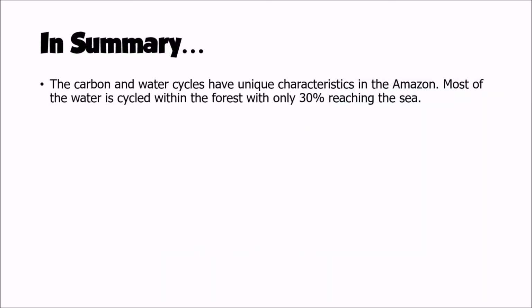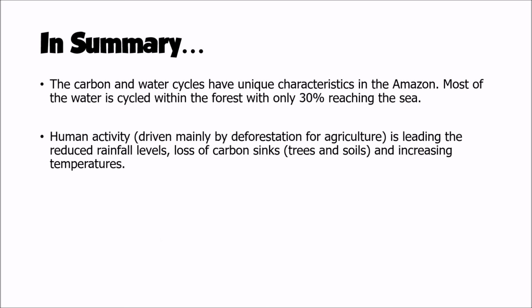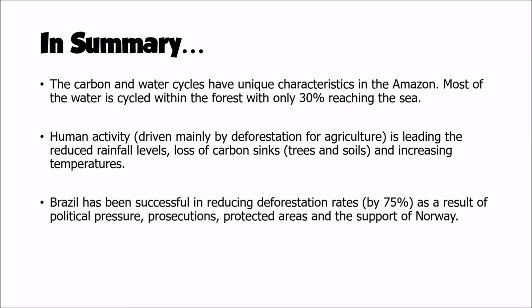So in summary then, the water and carbon cycles within the Amazon have quite unique characteristics. Most of the water is cycled within the forest, and only about 30% of that actually reaches the sea. Human activity, which is driven mainly by deforestation for agriculture, is leading to reduced levels of rainfall, the loss of carbon sinks like trees and the soil, and increased temperatures, which can in turn trigger droughts in the Amazon.